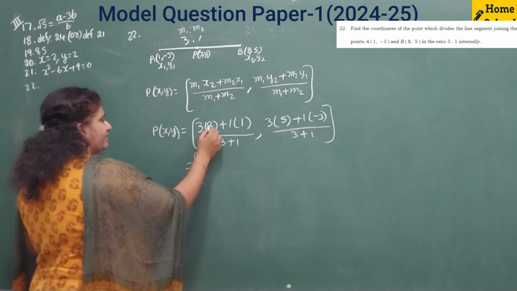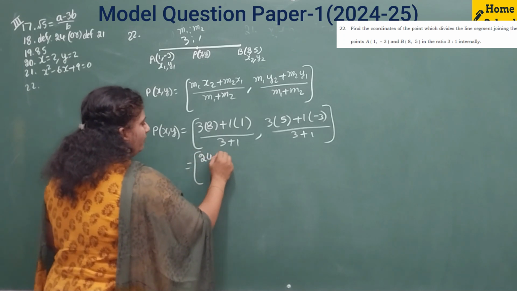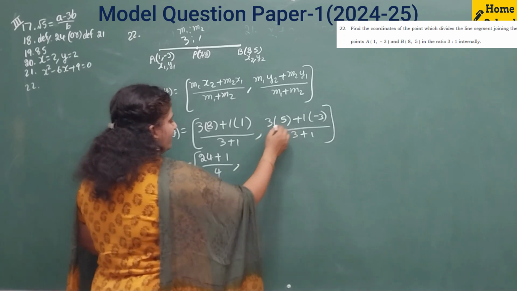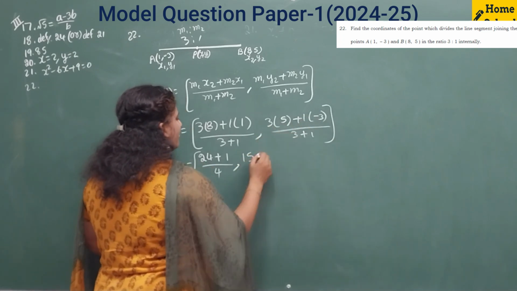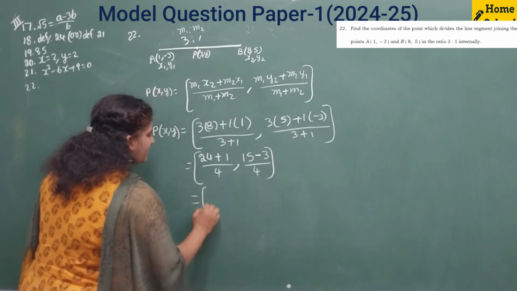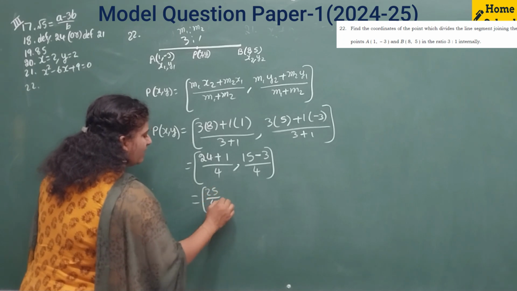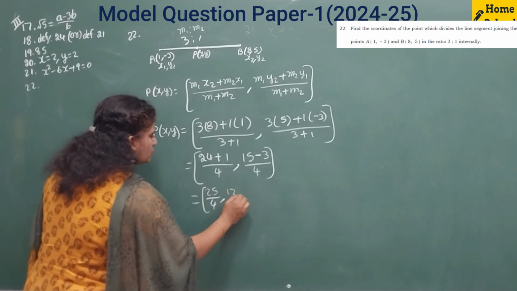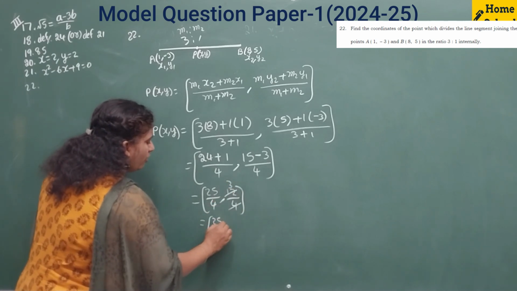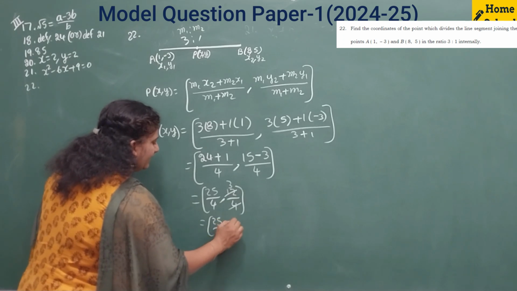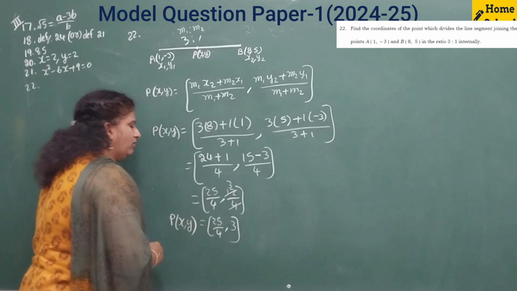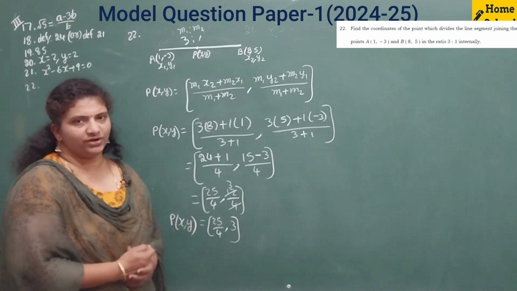That is 8 3s are 24 plus 1 1s are 1 by 3 plus 1 is 4, 3 5s are 15 plus into minus 1 3s are 3 by 4. 24 plus 1 is 25, 25 by 4, 15 minus 3 is 12, 12 by 4, that is 4 3s are 12. Therefore, the coordinate of the point of division P(x, y) is equal to (25 by 4, 3).